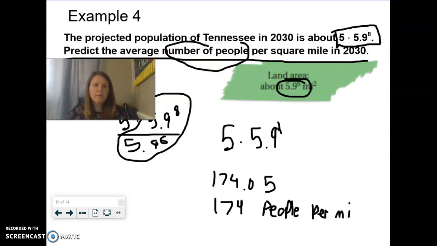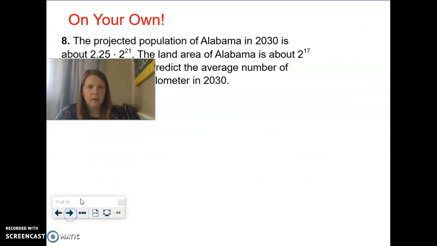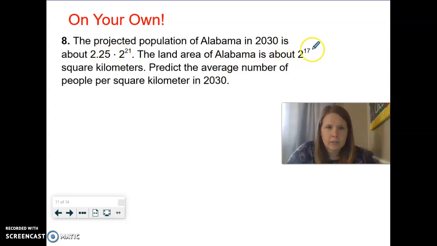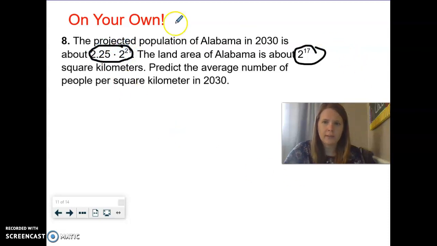Okay. I am going to have you try one on your own that goes very similar to this one. Okay. So this time it doesn't have the map, but it says the projected population for Alabama in 2030 is this 2.25 times 2 to the 21st. The land area is 2 to the 17th. I want you to predict, so just similar to what we did. Okay, so go ahead and pause the video. Try and solve this problem. When you come back, I will have the answer. Again, make sure to pause the video. You do the work. Come back when you have the answer.